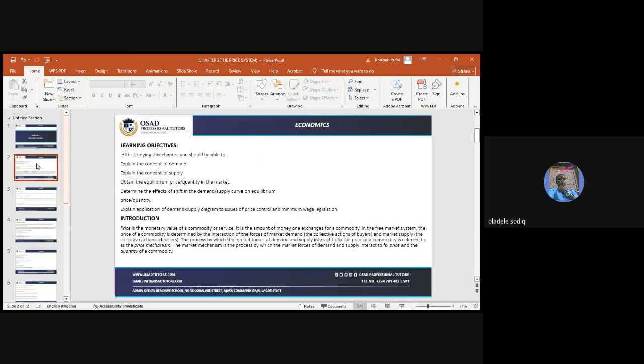So the process by which the market forces of demand and supply interact together in order to fix the price of a commodity is referred to as price mechanism. So price mechanism is the process by which both the forces of market demand and forces of market what? Supply interact together in order to what? To fix a price. So the price mechanism is the process by which the market forces of demand and supply interact to fix price and the quantity of the what? Of the commodity. So it's not about just the price. They fix the price of the commodity, and as well, they fix the quantity of such commodity.